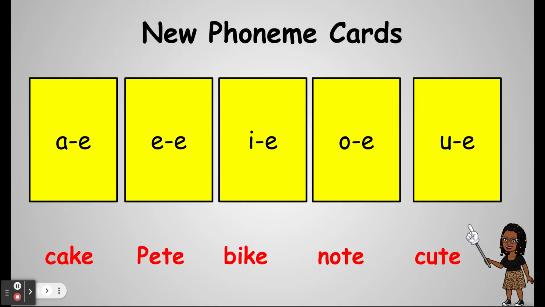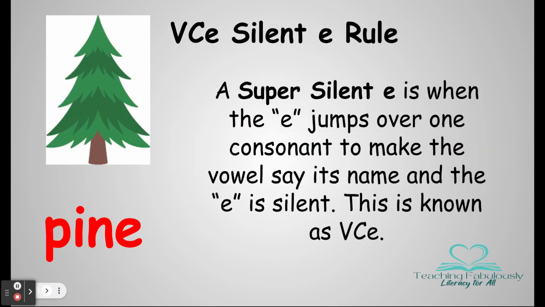Excellent. Let's figure out how this silent E really works. VCE, silent E rule. A super E. Yes, a super silent E is when the E jumps over one vowel to make the vowel say its name, and the E is then silent. This is known as vowel consonant silent E.